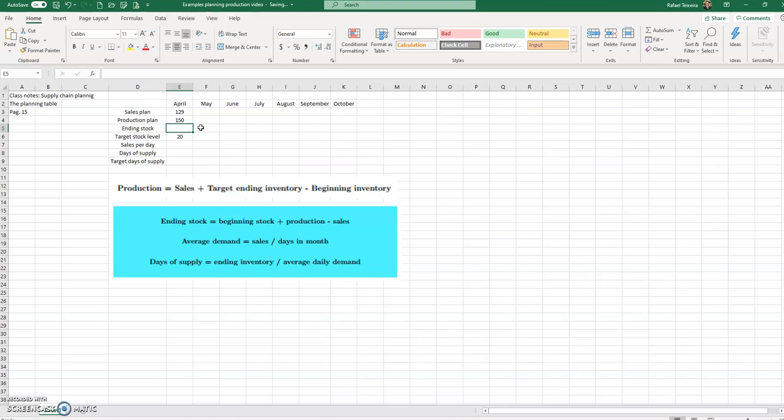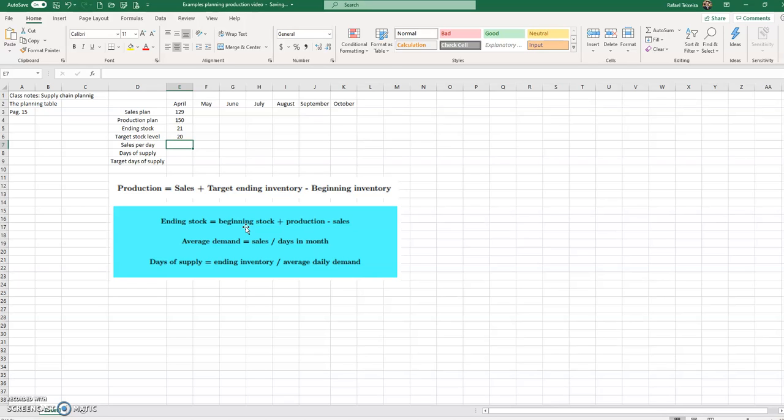Then we can compute the ending stock. The ending stock will be the beginning stock plus production minus sales. Remember, we don't have a beginning stock because the beginning stock is the ending stock of March, and we don't have March. So the ending stock in this case will be equal to the production plan minus my sales plan. Everything that I produced minus everything that I sold, my ending stock is 21.